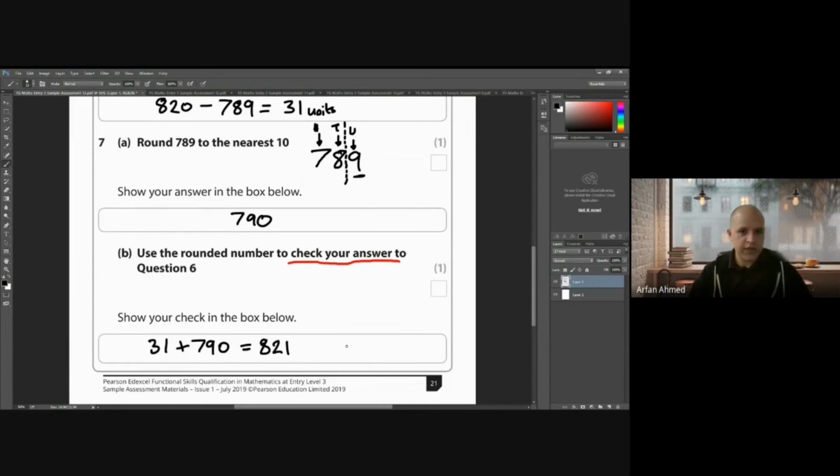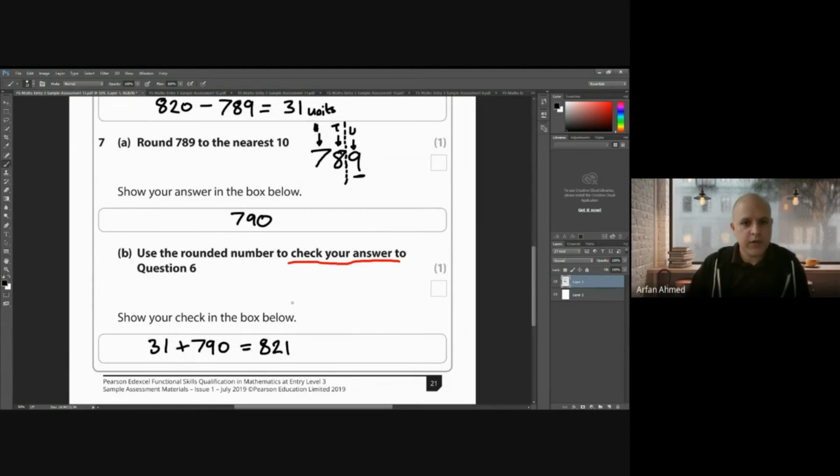I know it's not the original answer that we got in question 6, but what they want you to do is use your rounded figure to get a rough estimate of your original answer. So just work backwards. Whenever it says show a check of your answer, always work backwards. And if it says use the rounded number, you're going to have to use the rounded number. Don't use what they originally said.